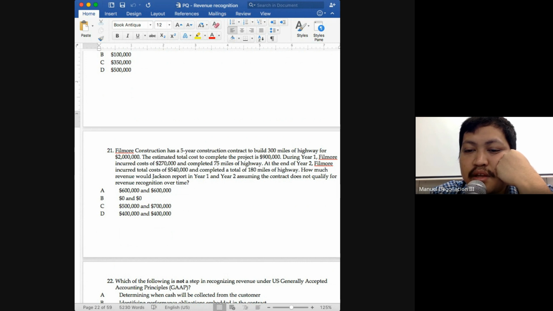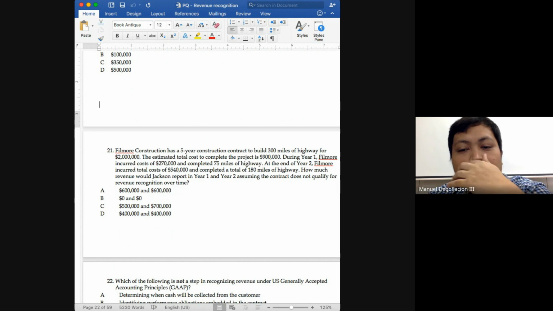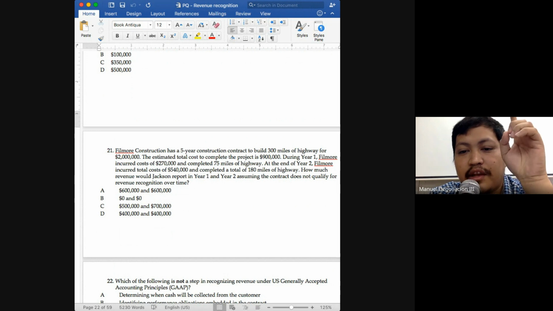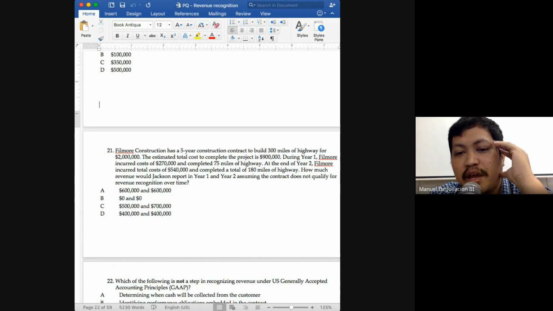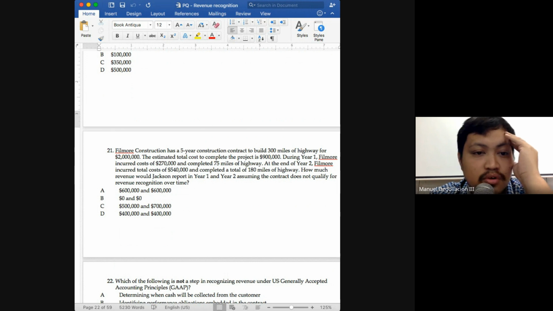So we will not be using the percentage of completion here, class, because the problem tells us the contract does not qualify for revenue recognition. Okay, so the question now is, do we recognize everything in year 1 or do we not have any profit for year 1 and year 2? The answer here is no profit for year 1 and year 2.